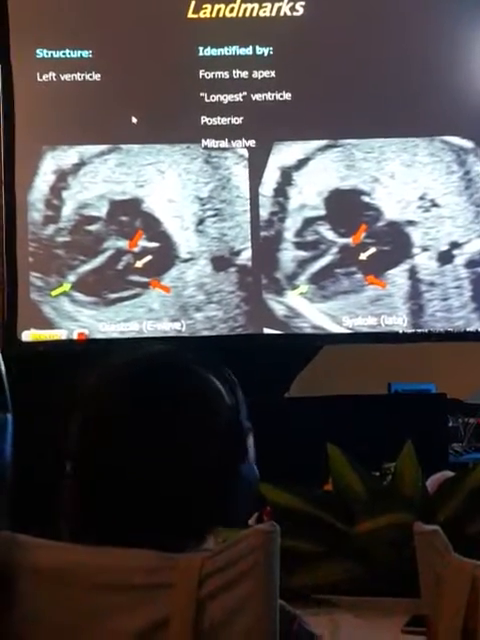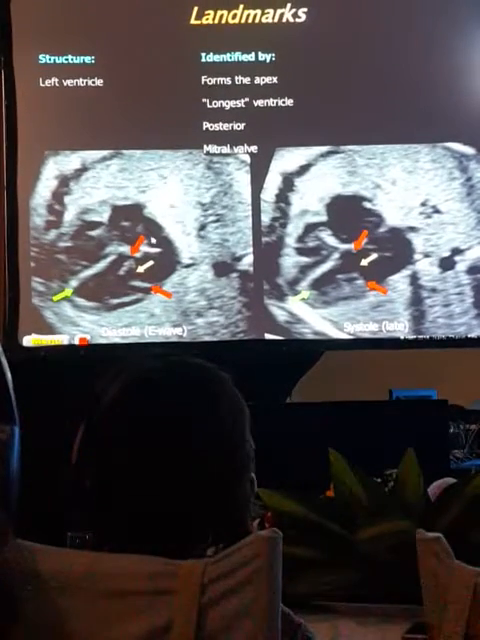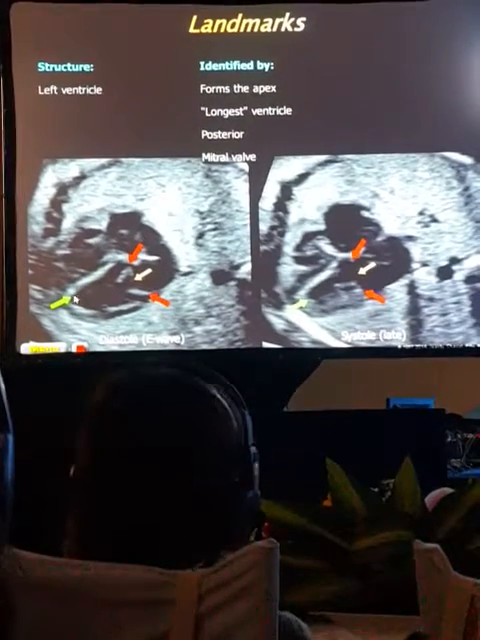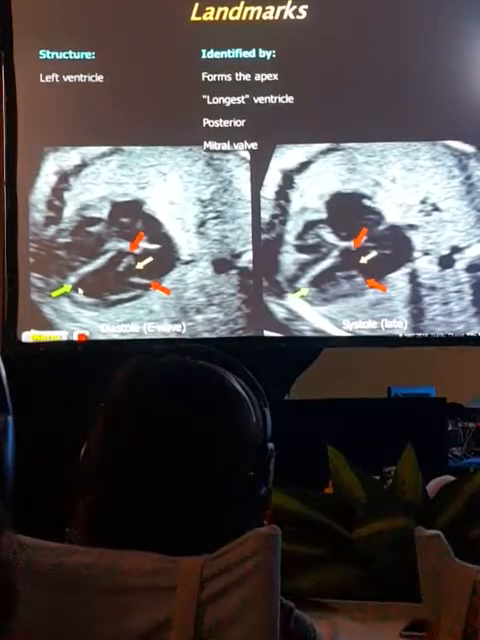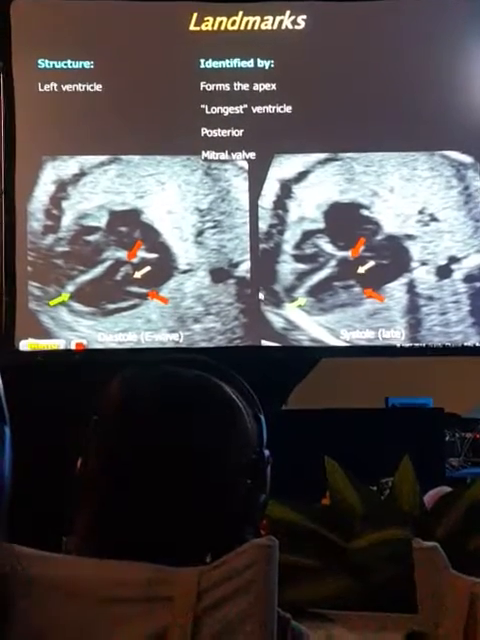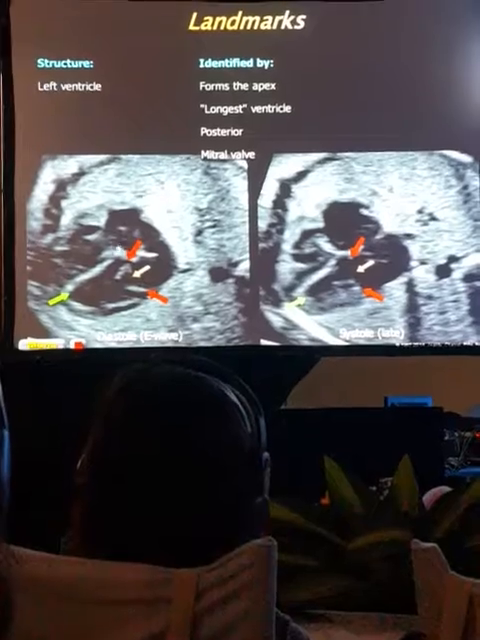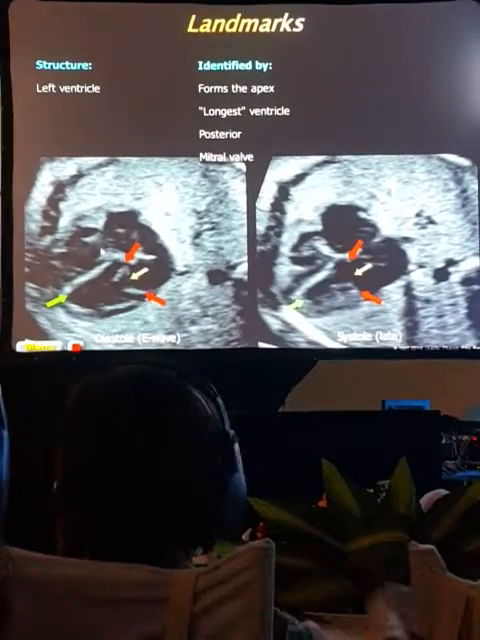The left ventricle is essentially everything different from the right ventricle. It forms the apex, it's the longest one, it is posterior, it's closer to the spine, and has the mitral valve, which is offset compared to the tricuspid. So very simple.